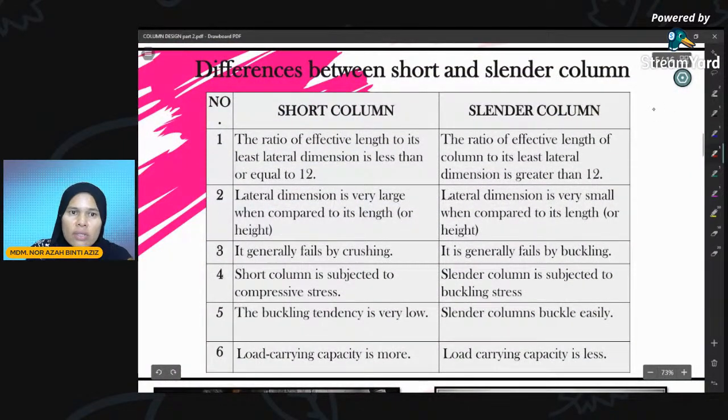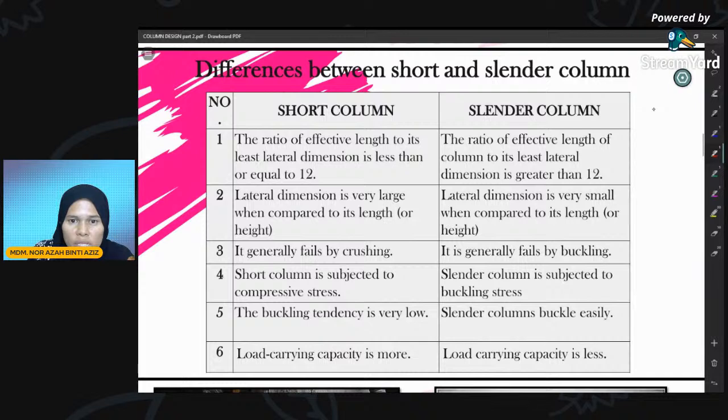Here we have 6 differences between short and slender column. For a short column, the ratio of effective length to its least lateral dimension is less than 12. For a slender column, the ratio of effective length to its least lateral dimension is greater than 12. I will show you this part, how to determine whether a column is short or slender.